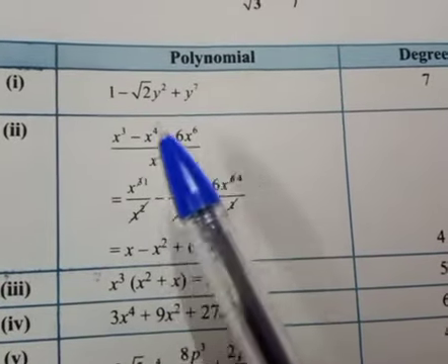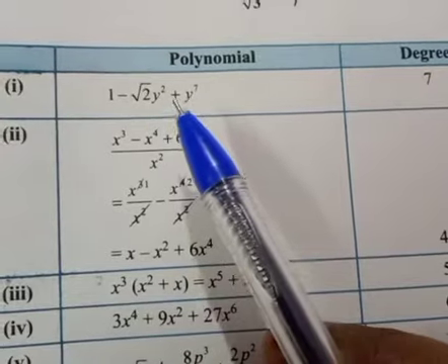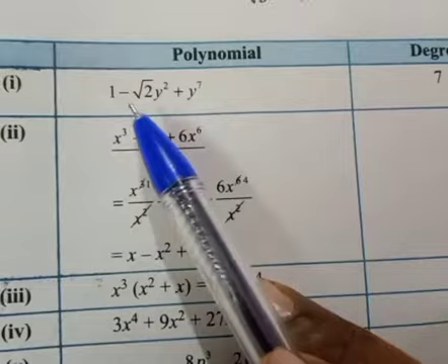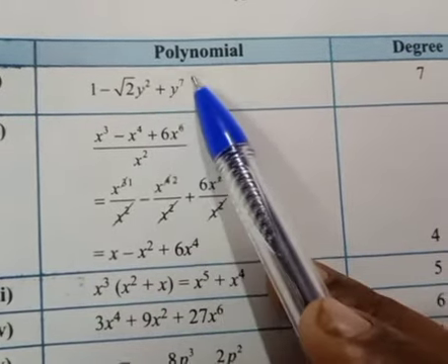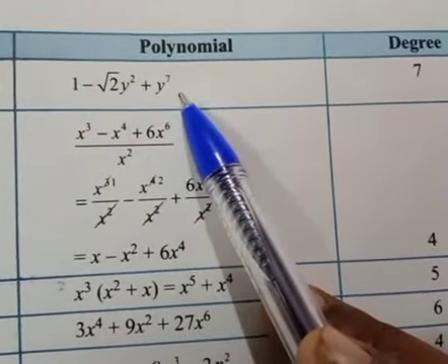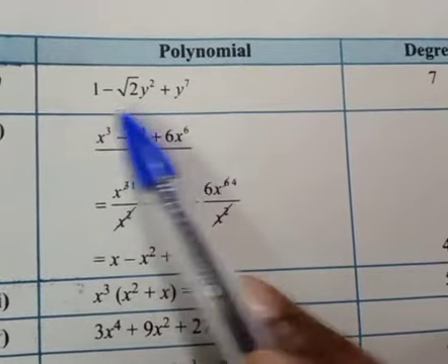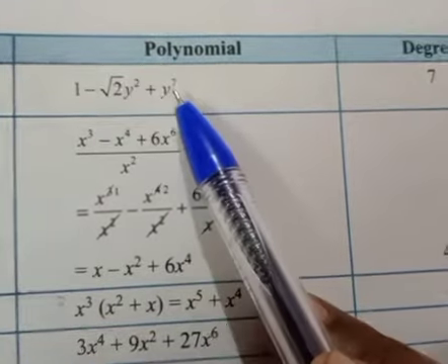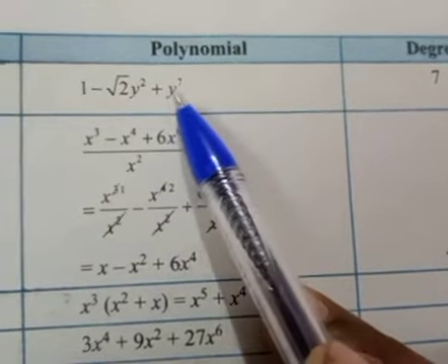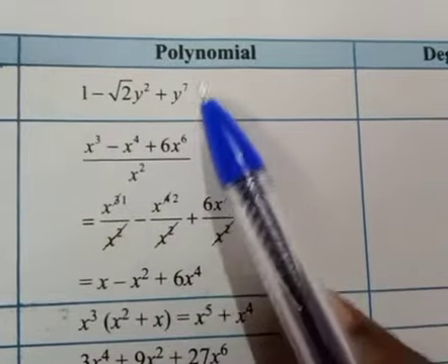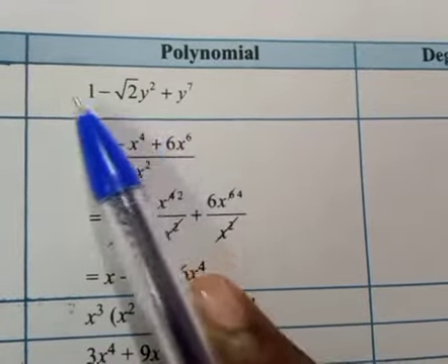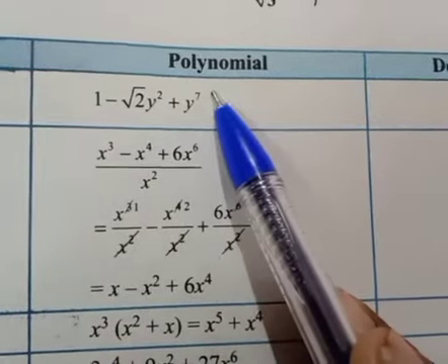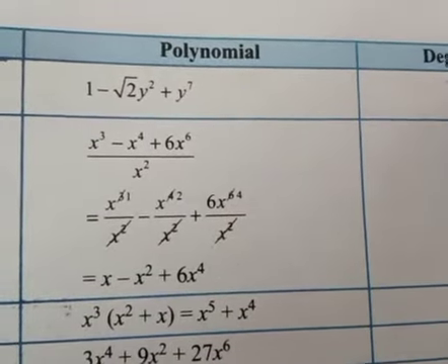Listen students, for this problem, the given polynomial is in a simplified form. So that is the first problem, 1 minus root 2 y square plus y power 7. It is in a simplified form, for it has no common terms or anything. Now you have to find the degree. Degree means the highest power of this expression, the highest power of this polynomial. Here we have power 2 and power 7, which is greater: 7. So the degree is equal to 7.